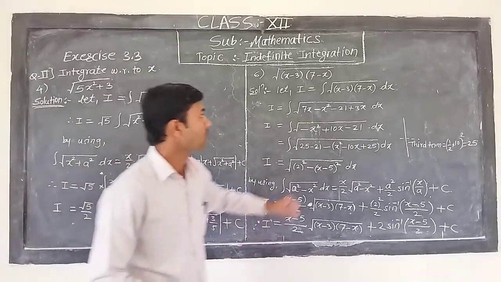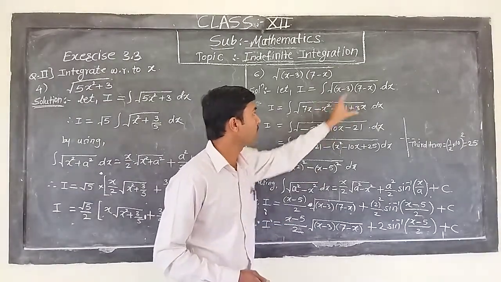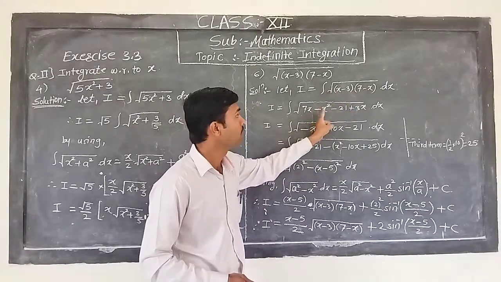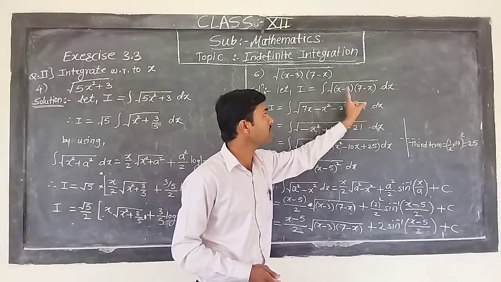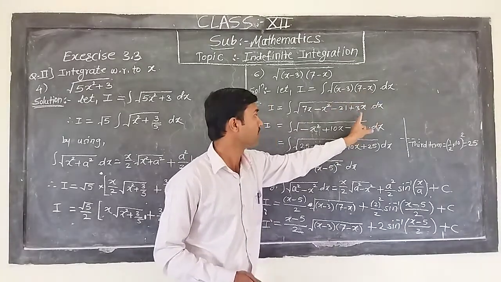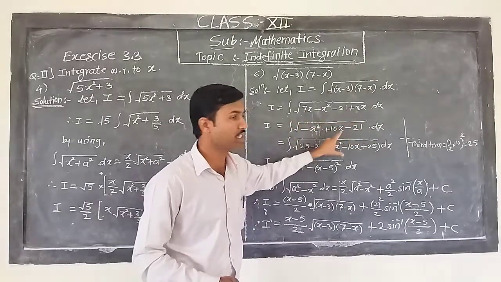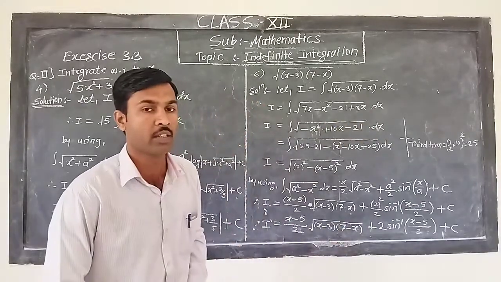Now here we will multiply these two brackets, then we will get x into 7 is 7x, x into minus x, it will be minus x square, minus 3 into 7 is minus 21, and minus into minus plus 3 into x is 3x. So it will be minus x square plus 7x plus 3x is plus 10x minus 21 into dx.